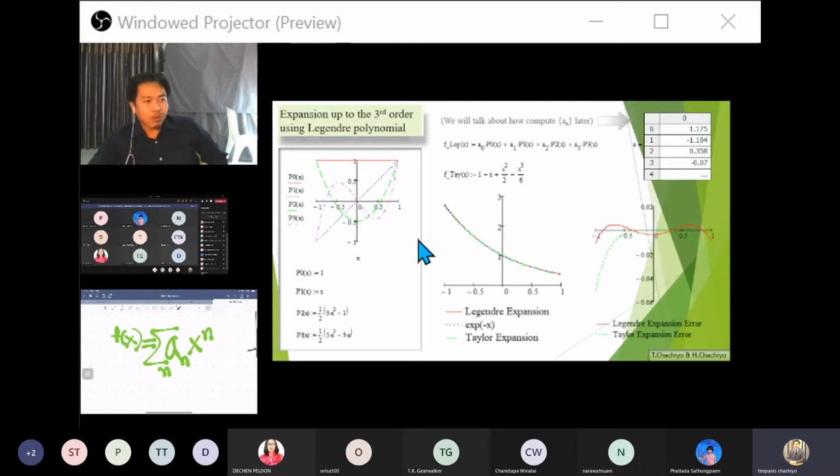Okay, now let me show you the comparison between the Legendre and the Taylor expansion. What we have here on the right is the error of the expansion on the vertical axis.